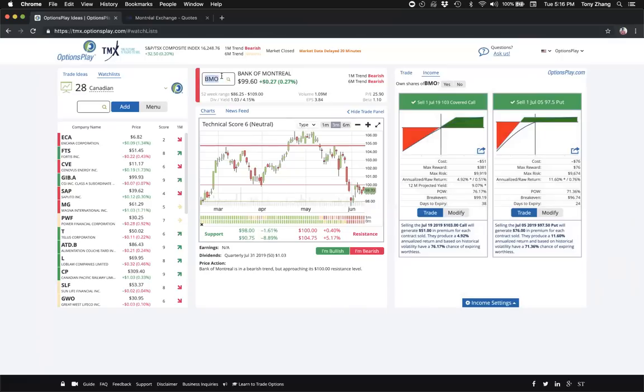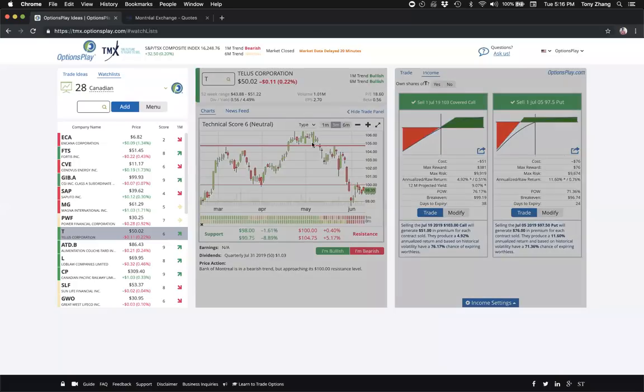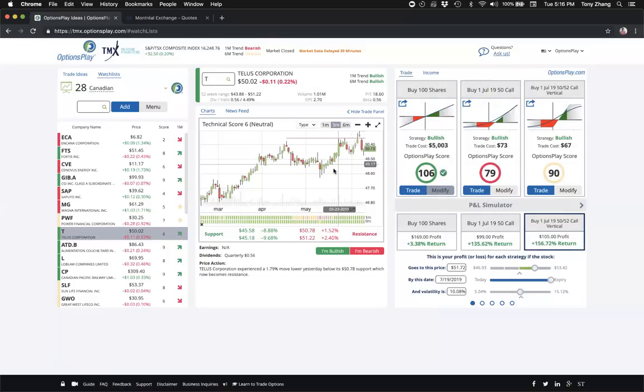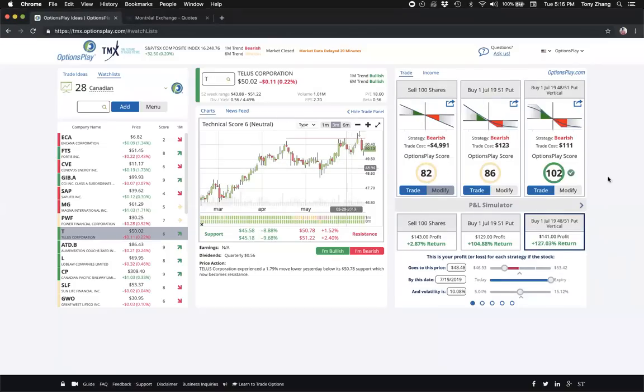Mark is saying, on the TELUS example, 82, 86, 102 scores, means Options Play would recommend the put vertical, or we're talking about bearish. So yes, we would always recommend the put vertical.